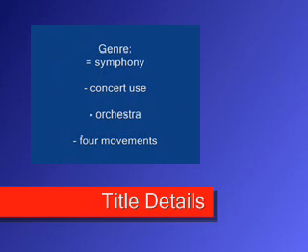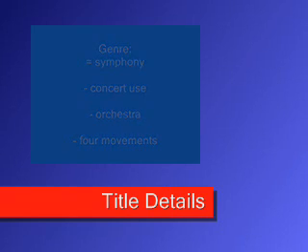Since this work is a symphony, we know that it was composed for concert use, it is scored for orchestra, and it has 4 movements. Make sure you know these details for the other movement formats, the sonata, the string quartet, and the concerto. That is, make sure that you know their cultural context, domestic or concert, their performing forces, and also the number of movements in each of these genres.